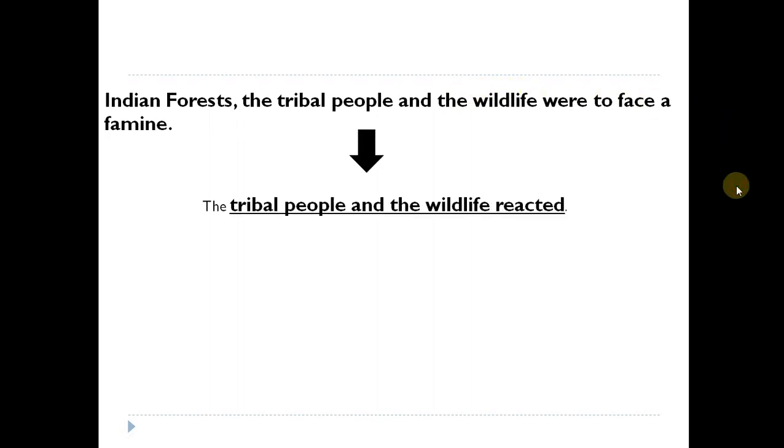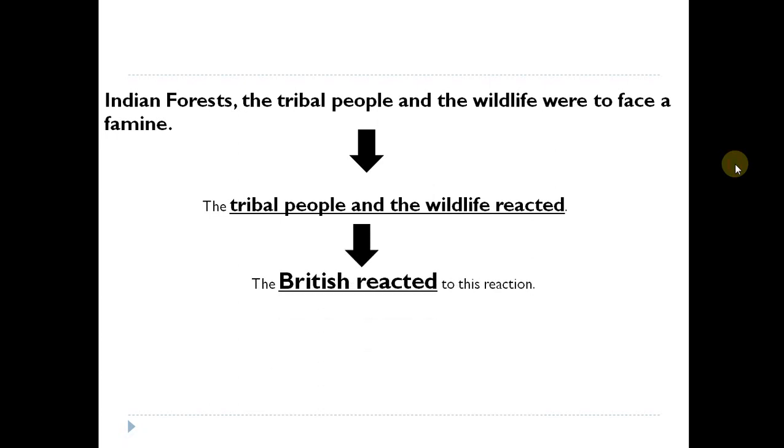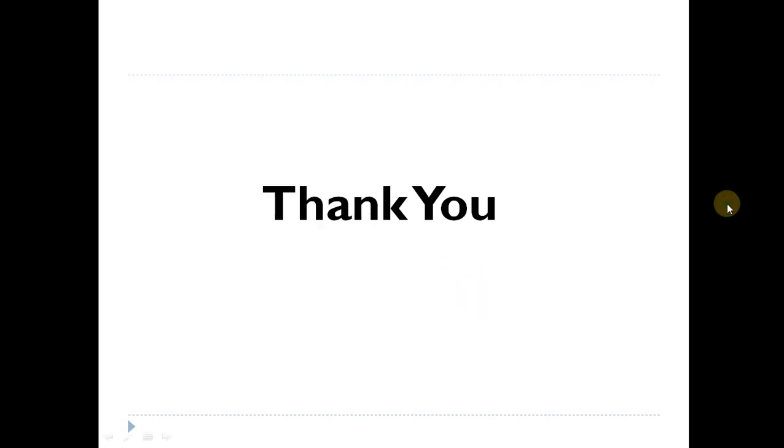They reacted to this victimization, or the wrongdoing of the Britishers. The British reacted as well. In part 2, we would be studying both these reactions. Till then, thank you very much, guys.